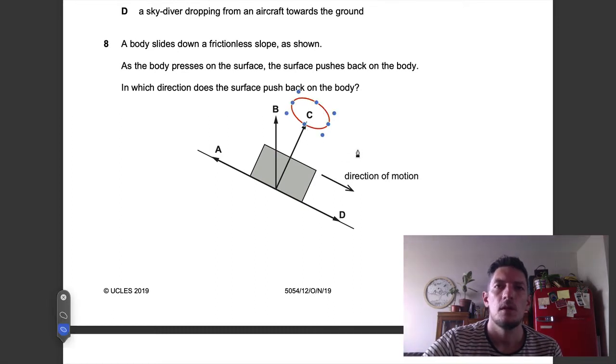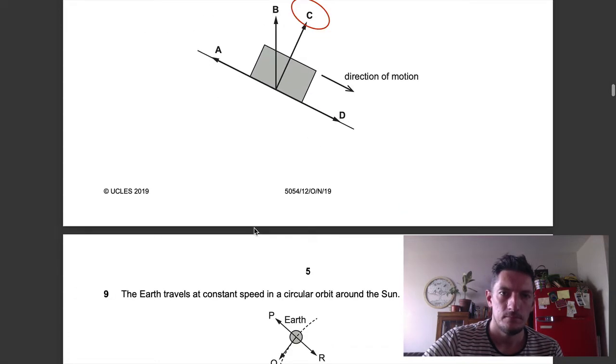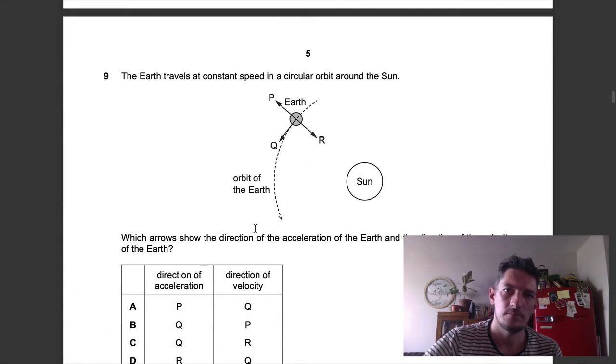Okay? Not B. There are in fact two forces acting on this body. There's weight, which acts downwards, and the normal force, which always acts normal to its plane, meaning at right angles. Okay.